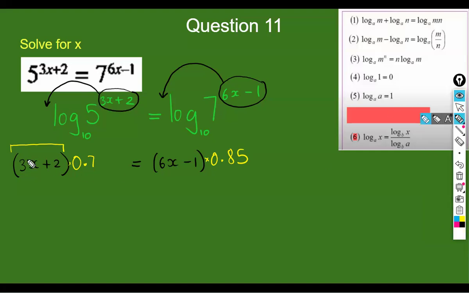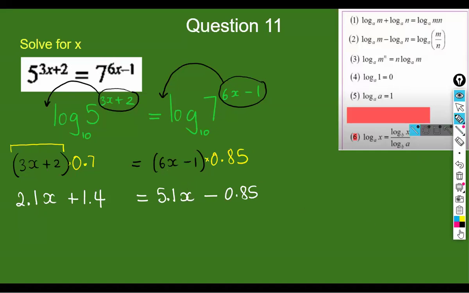Right here, 3x by 0.7, I think that is 2.1x, plus 2 by 0.7, and that's easy, that's 1.4. 6x by 0.85, I think that's 5.1x, minus 1 by 0.85 is 0.85. Those values look okay. I think those are correct. I think I double checked them. Should be okay. And it's just a matter of getting all the x's on one side and everyone else on the other side. So let's do that.